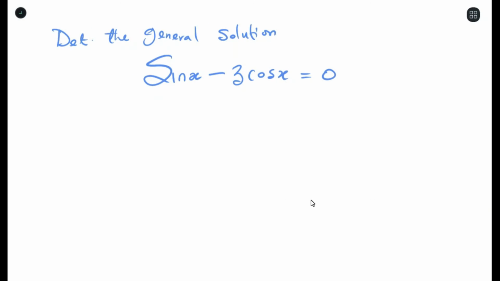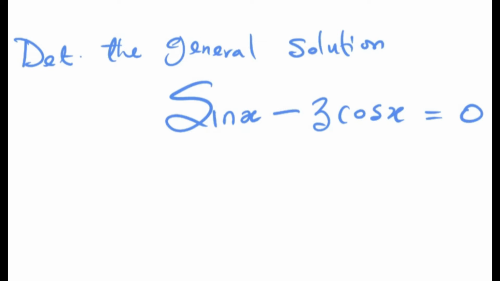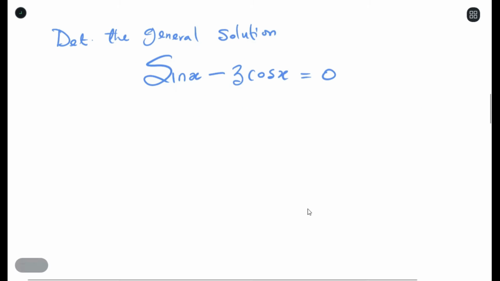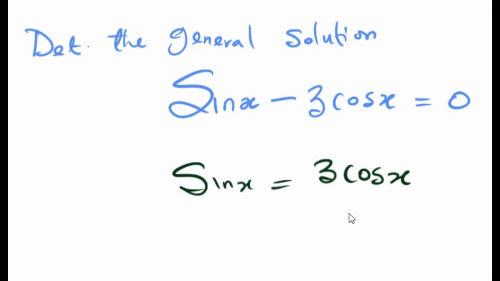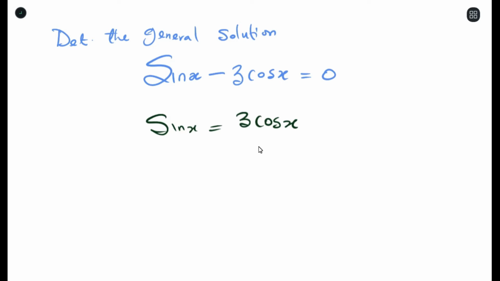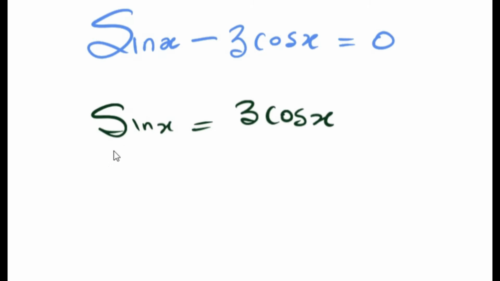Now this question says determine the general solution of sin x minus 3 cos x equals 0. Now to simplify this, the first thing you will do is move cos over to the other side. Now the next thing we're going to do over here is we notice that if we divide both sides by cos, on the left hand side it will produce tan, and on the right hand side the cos can be cancelled out, which would help us find our general solution.